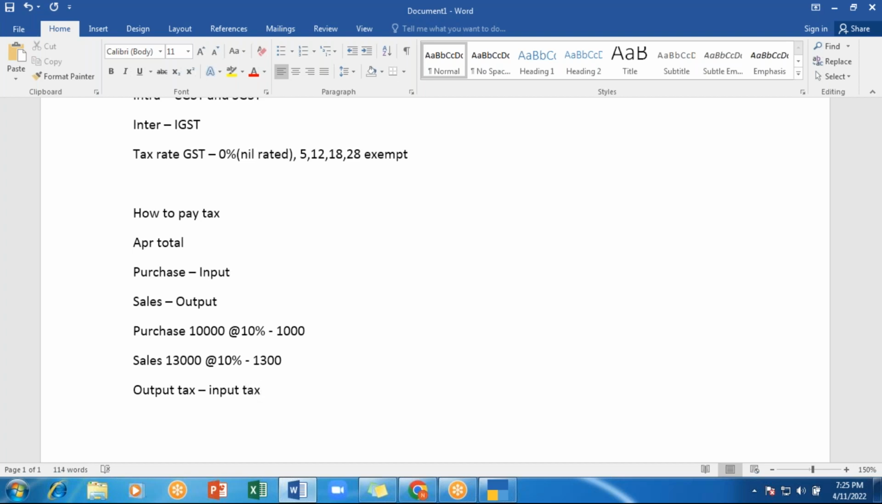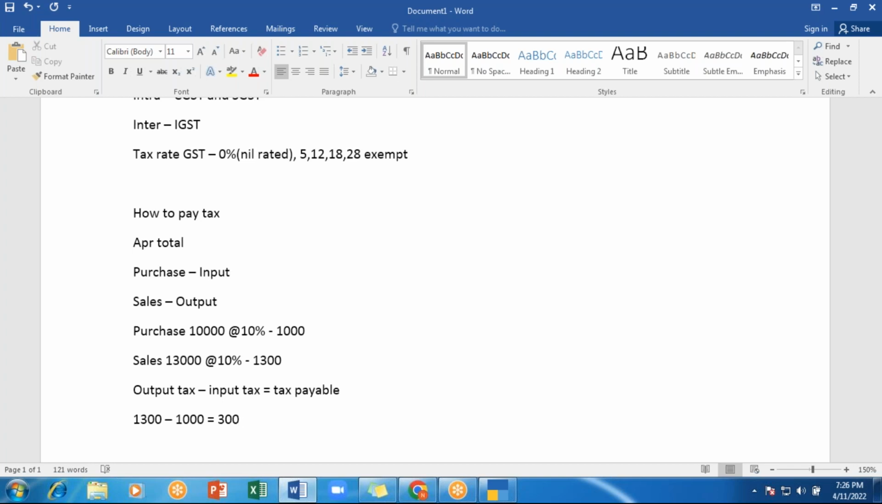Okay, output tax minus input tax equals tax payable. This is what you are going to pay to the government, that is the GST department. Now my output tax, the tax that I have collected, is 1300, minus input tax 1000, equals, now how much? 300. This 300 I'll pay to the GST department.